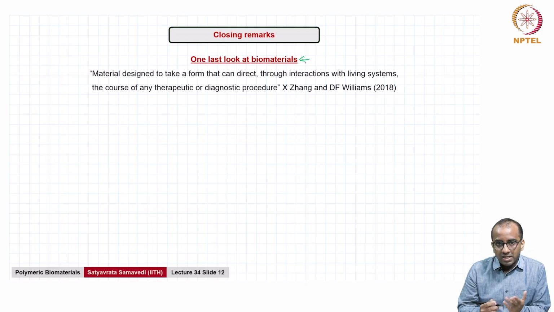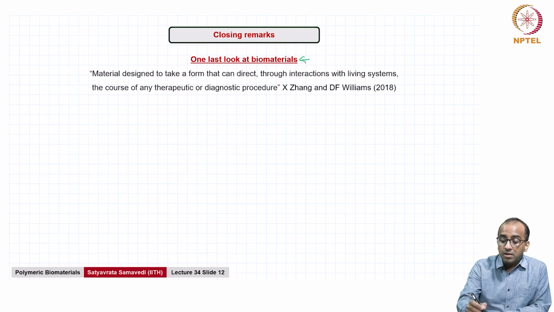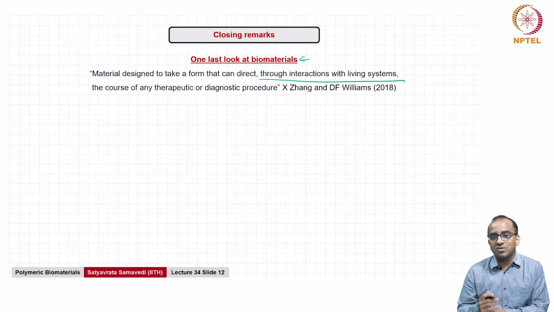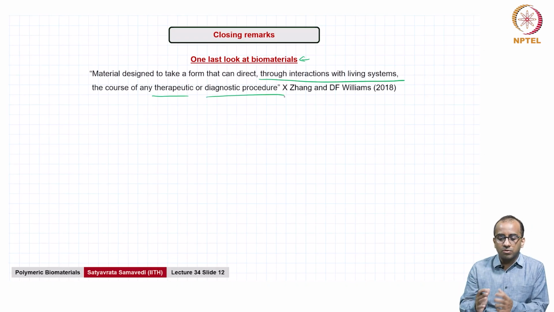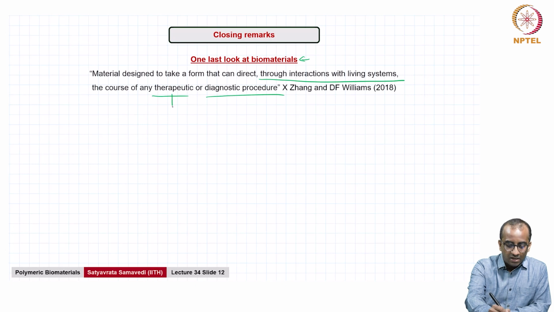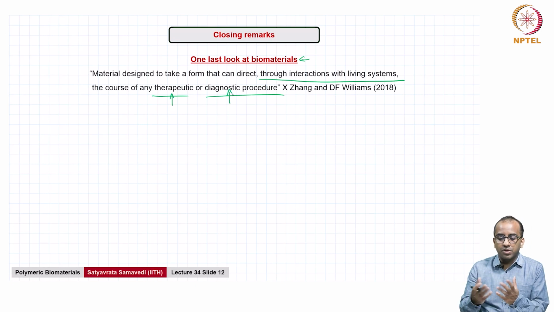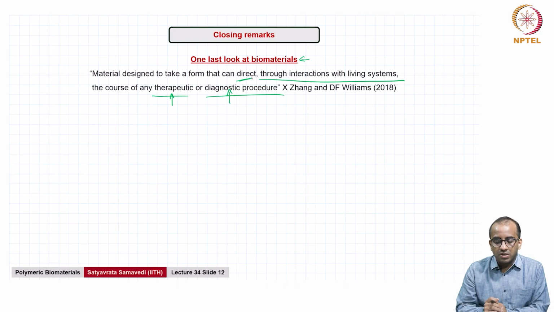So, this is a slightly more updated definition, which is just a material designed to take a form that can direct, through interactions with living systems, the course of any therapeutic or diagnostic procedure. So, this can be bioactive. It still retains the essence of the older definitions, but is now updated for newer and newer therapies and devices that come out. It still retains the flavor of the diagnostic and therapeutic components, and it can now proactively engage with the host through interactions with living systems.